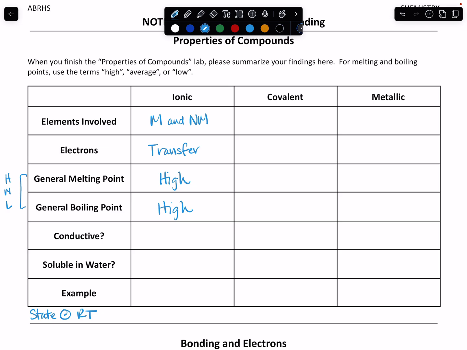Are they conductive? Yes, but, and the but is very important, only when aqueous or a liquid. So only when dissolved or melted. The solid state is non-conductive. If you took a big beaker of NaCl solid and you tried to conduct electricity, it would not work. The ions need to be able to move, and they cannot do that in the solid state. They can only do that when they are a liquid or when they are dissolved.